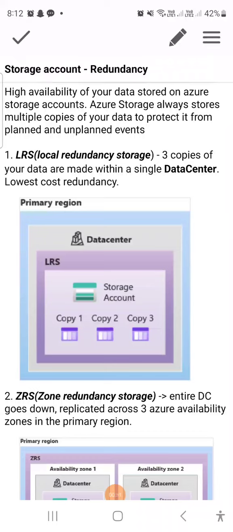3 copies of your data are made within a single data center. Lowest data redundancy. So you can see in the primary region 3 copies are stored in a single data center.